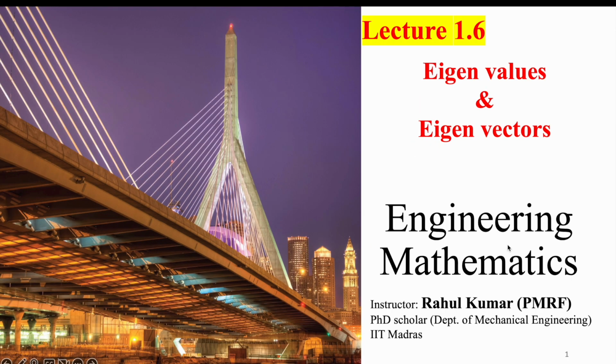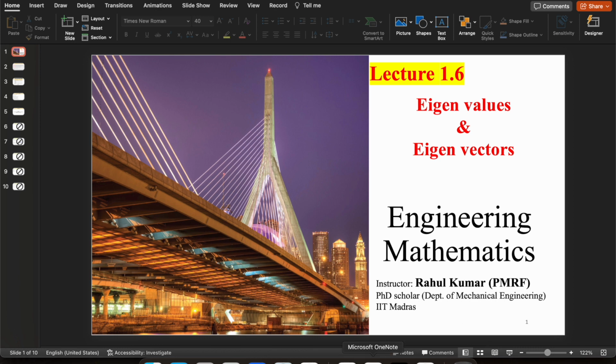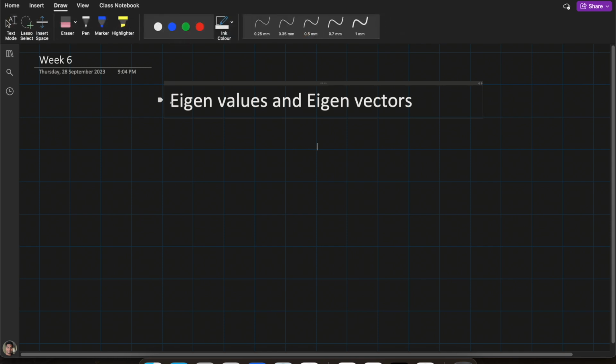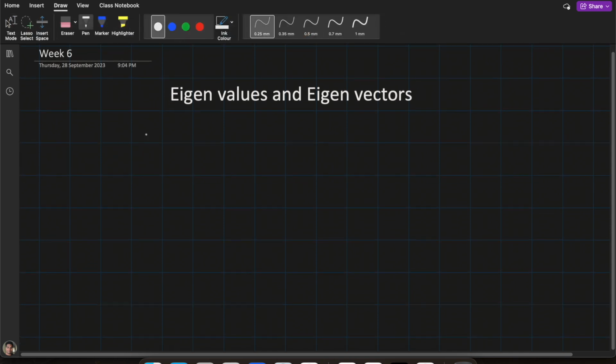Okay, so this is the last week of linear algebra. In this week, I will talk about eigenvalues and eigenvectors. In eigenvalue and eigenvector, we usually solve this kind of problem. First I will ask, what is the meaning of this?